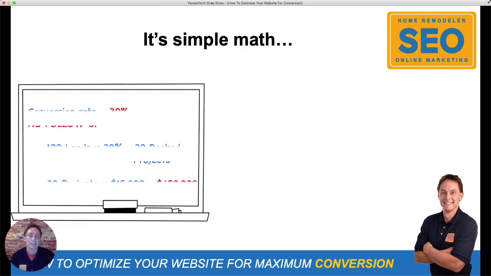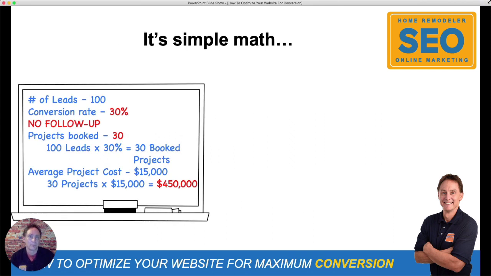So here's the math. Let's say we generate 100 leads via whatever source, SEO, pay-per-click, social media, other lead generation sources. Maybe you're at around 30% conversion rate on these leads. Because there's no automation, it's just a person calling in and they schedule a lead or they don't. And about 30% of them do. The other 70% basically become lost leads.